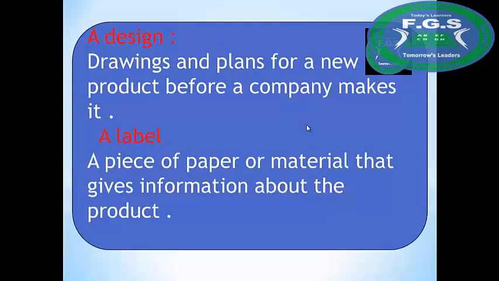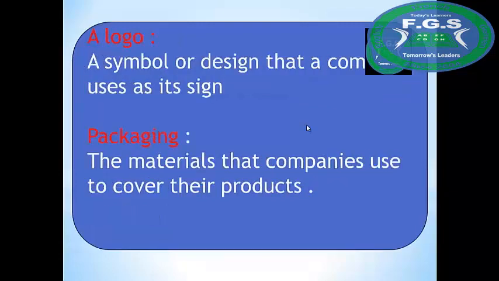A design is drawings and plans for a new product before a company makes it. The company makes the design. A label means a piece of paper or material that gives information about the product. A logo is a symbol or design that a company uses as its sign. Packaging, the materials that companies use to cover their products.